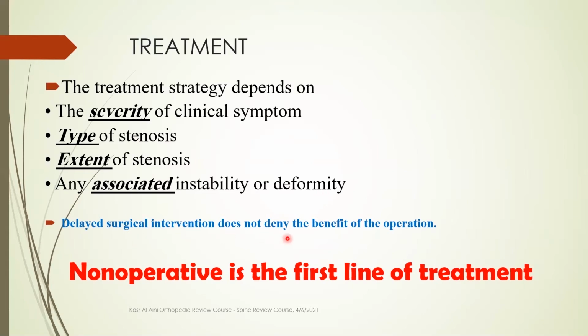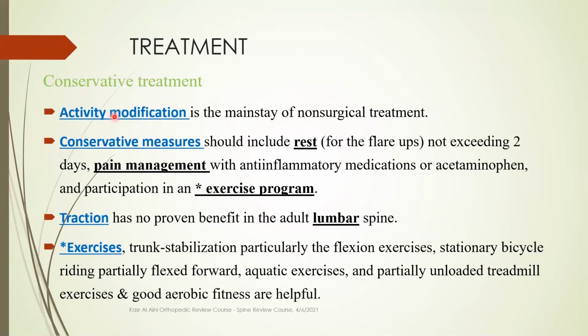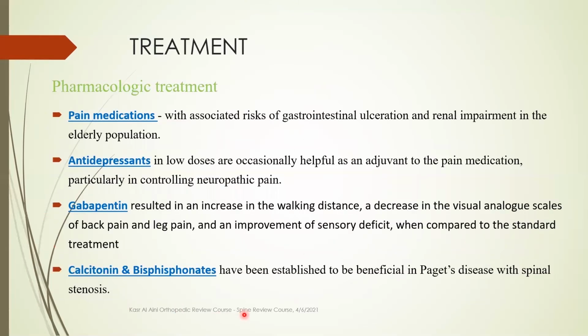Delayed surgical intervention does not deny the benefit of surgery. Non-operative treatment is the first line. Conservative treatment includes activity modification, the mainstay. Conservative measures include some rest during flare-up of symptoms, not exceeding 2 days, pain management, and an exercise program. Traction is not proven to be helpful in the lumbar spine. Exercise includes core stabilization, primary flexion exercise, stationary bicycle riding, aquatic exercises, partially loaded treadmill, aerobic fitness, and others.